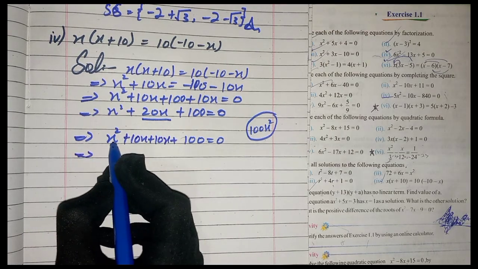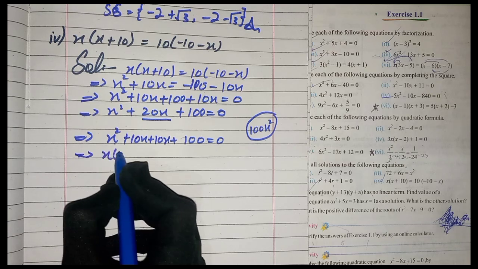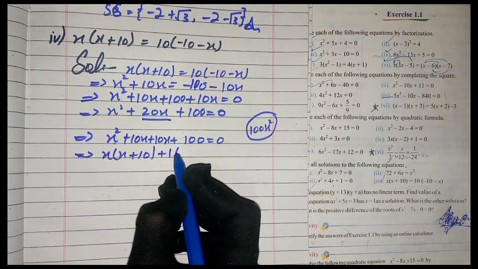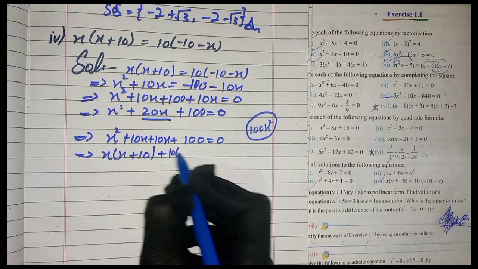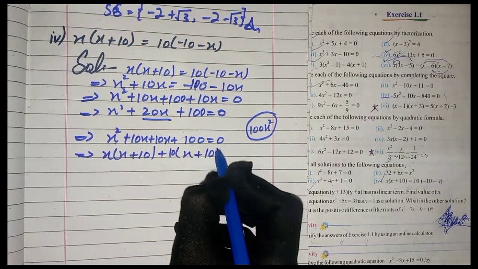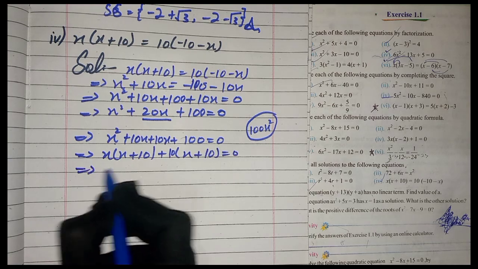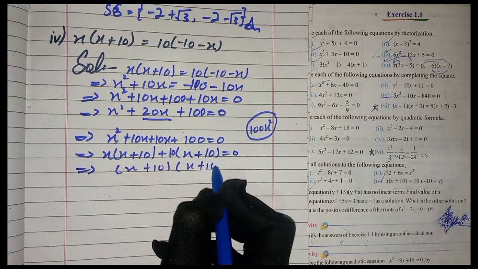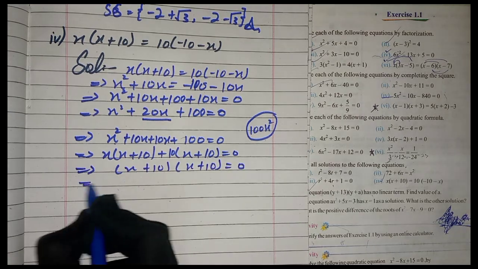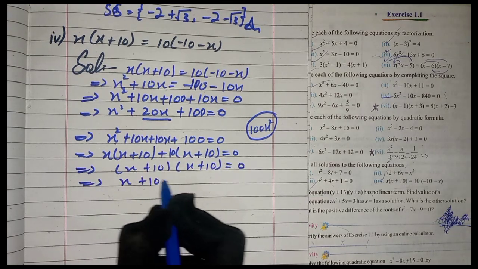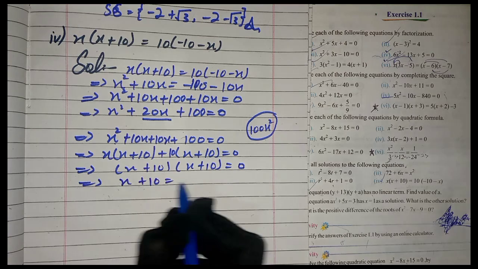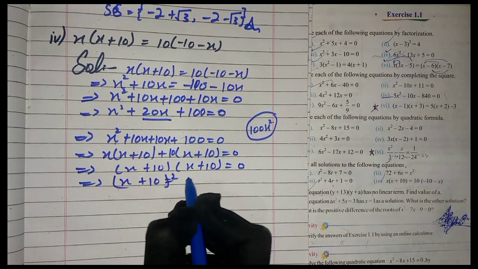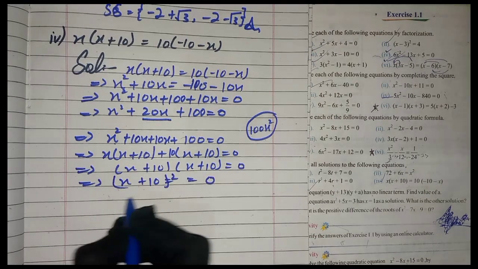Now we take common from two terms. x is common: x plus 10. Here 10 is common: x plus 10, 10 tens are 100. We can write as x plus 10 into x plus 10 equal to 0. It becomes x plus 10 whole square equal to 0.